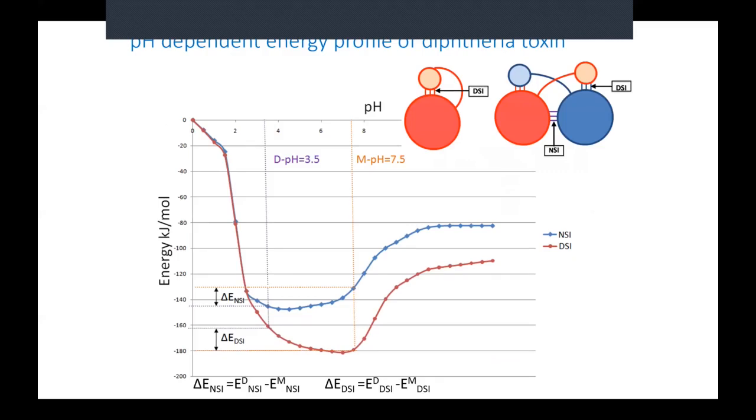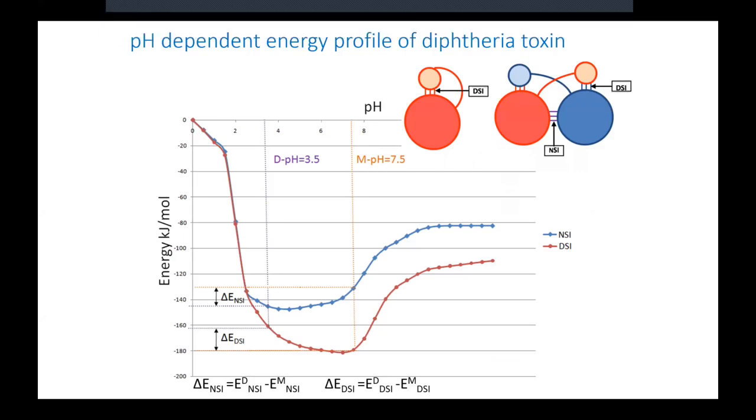This is one example. This graph shows a pH-dependent energy profile of DSI and NSI of diphtheria toxin. The DSI profile is shown in red color, while the NSI profile is shown in blue color. This protein is a monomer at pH 7.5, whereas it forms a domain swap dimer at pH 3. We observe destabilization of DSI at pH 3, whereas stabilization of NSI at pH 3.